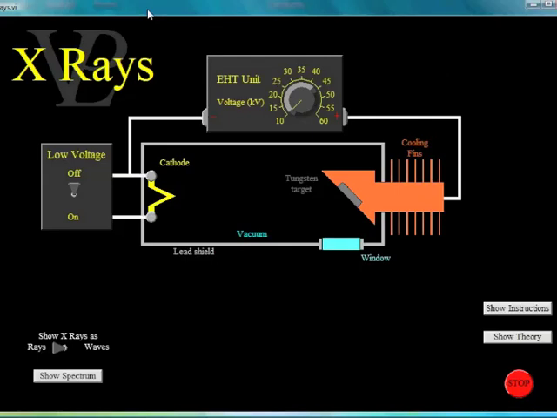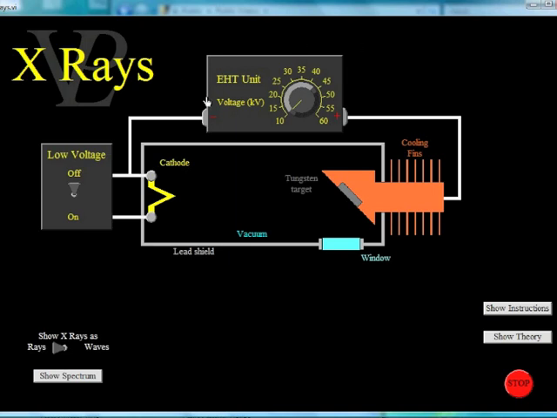In this video, we're going to have a look at how the VP Labs X-ray tube simulator works. I want to start by explaining a little bit about this simulator. Most of it's fairly obvious, but there are one or two things that I do want to point out.